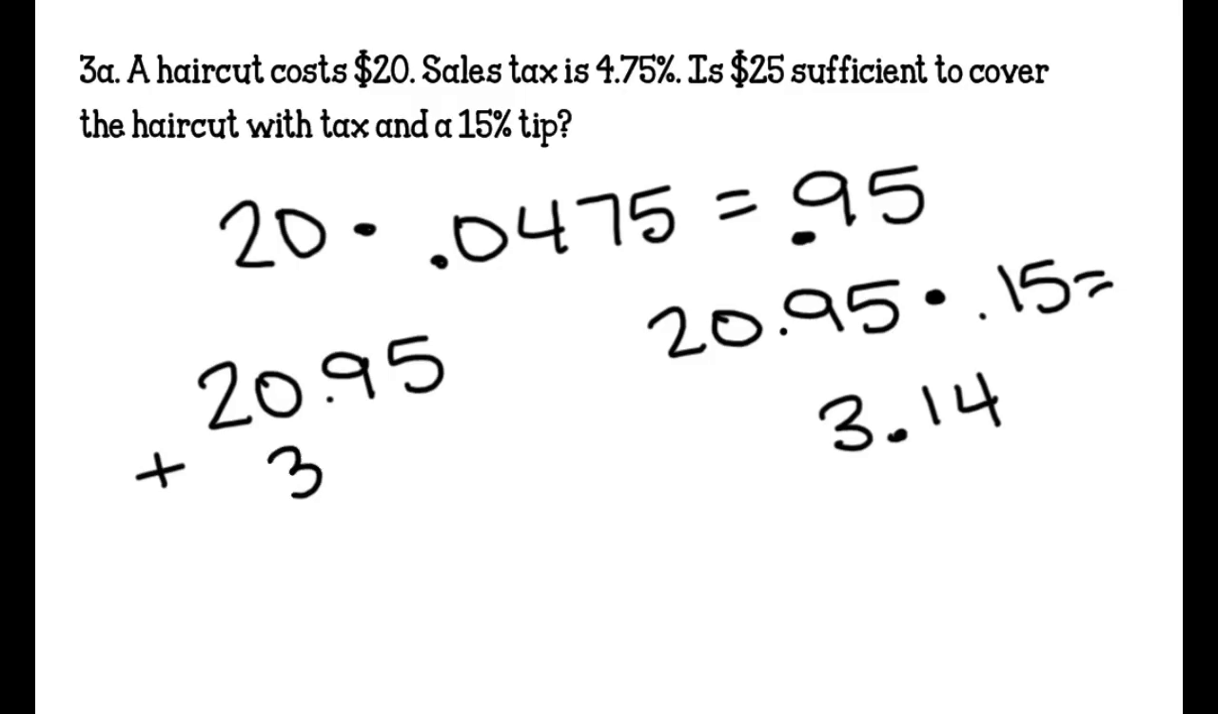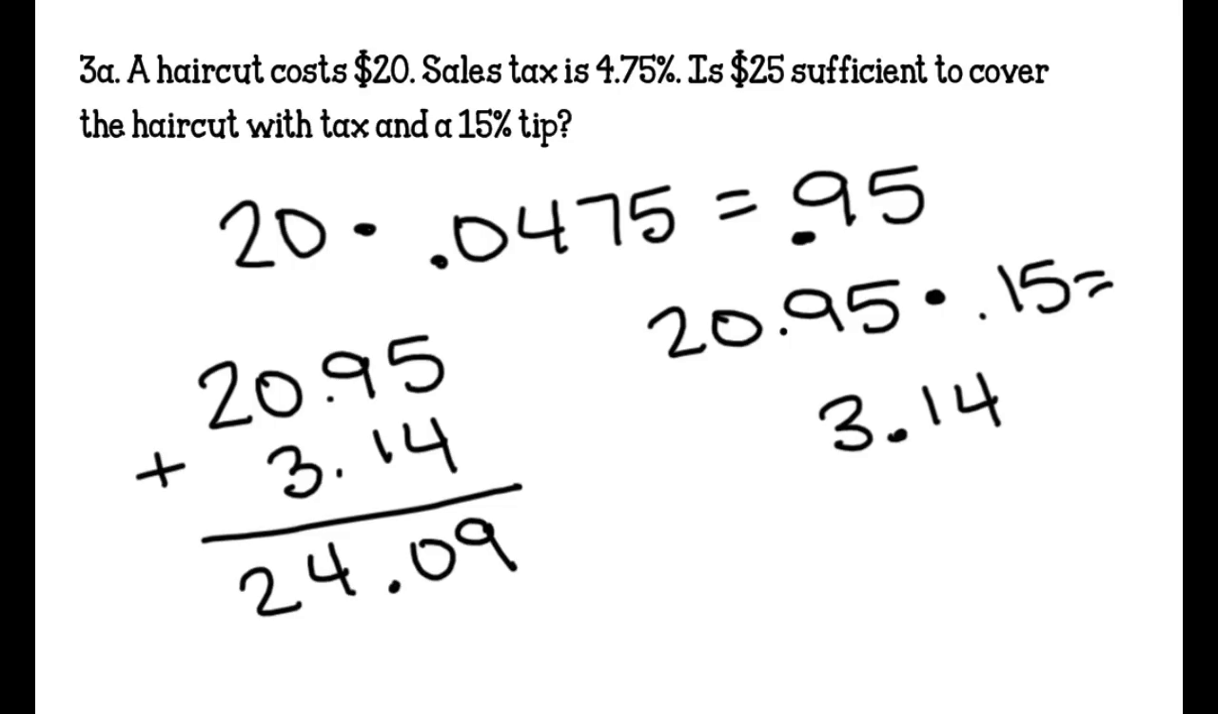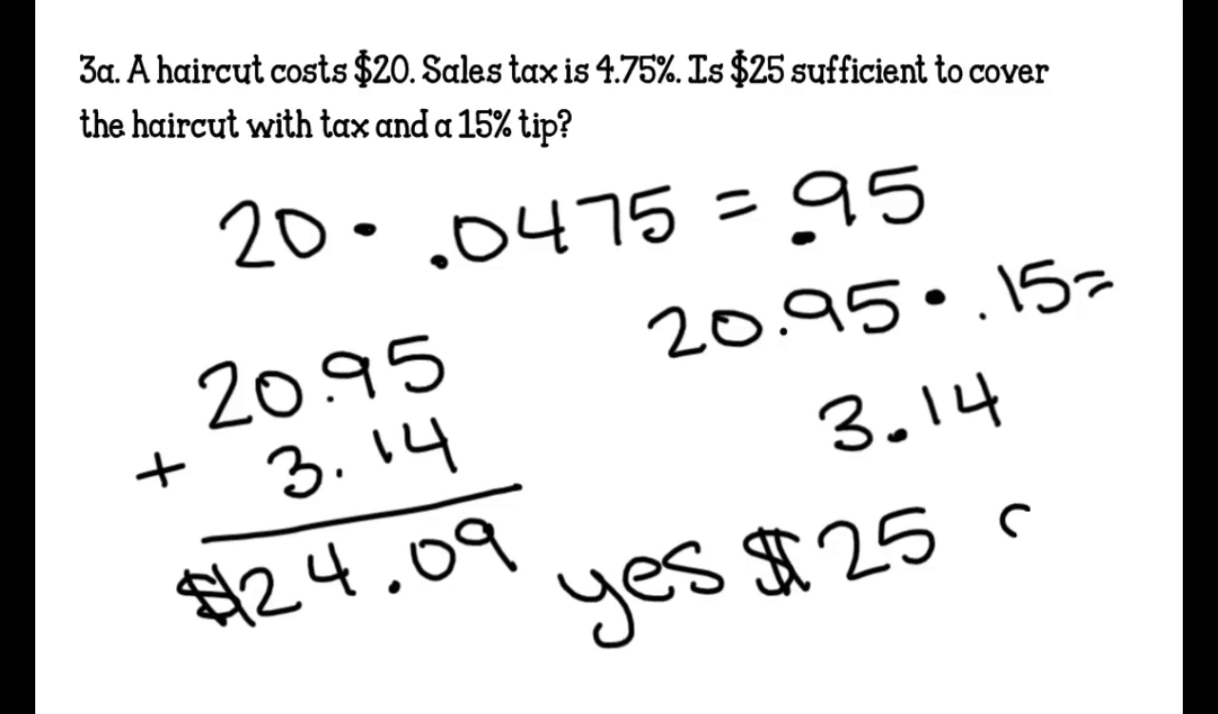So then I take $20.95 plus the $3.14. And my total bill, when I do this, is going to be $24.09. So yes, $25 covers the haircut.